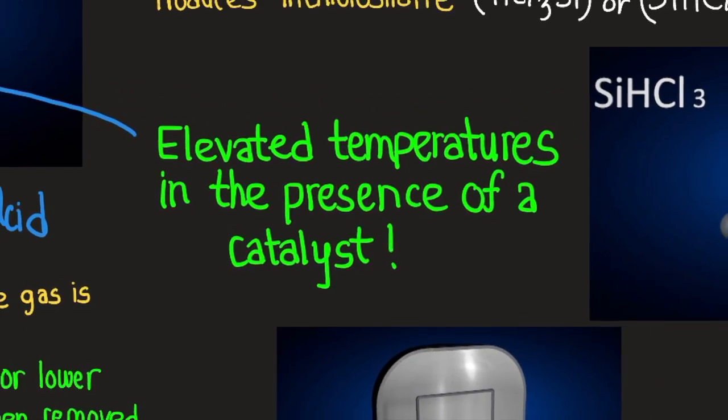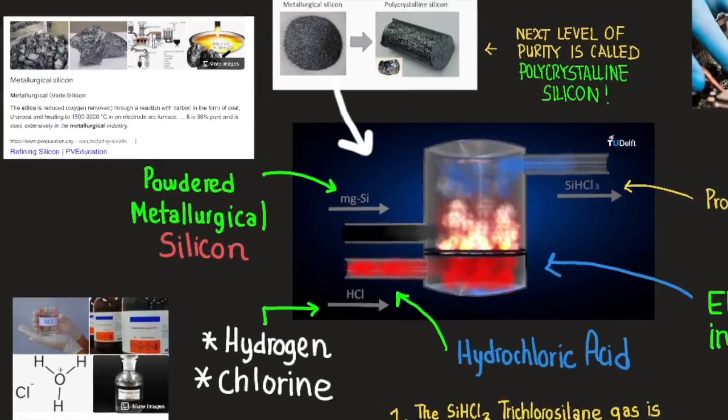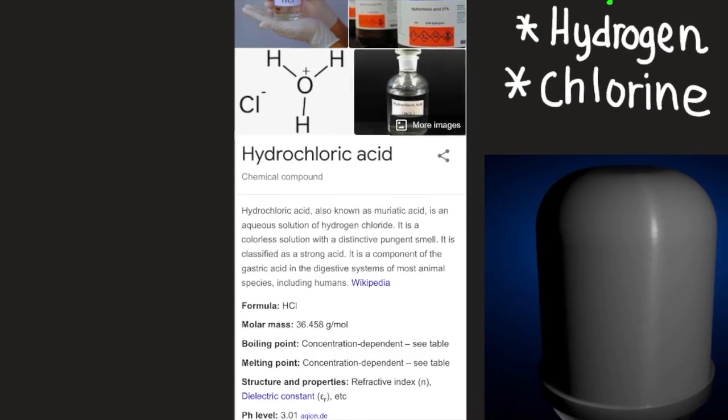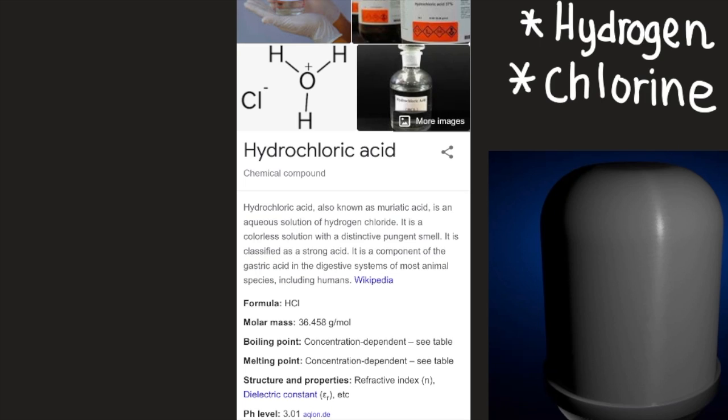So, elevated temperatures in the presence of a catalyst. They insert a catalyst to allow the process to occur more easily. Quick review. Hydrochloric acid, also known as muriatic acid, is an aqueous solution of hydrogen chloride. It is a colorless solution with a distinctive pungent smell. It is classified as a strong acid. It is a component of the gastric acid in the digestive system of most animal species, including humans.